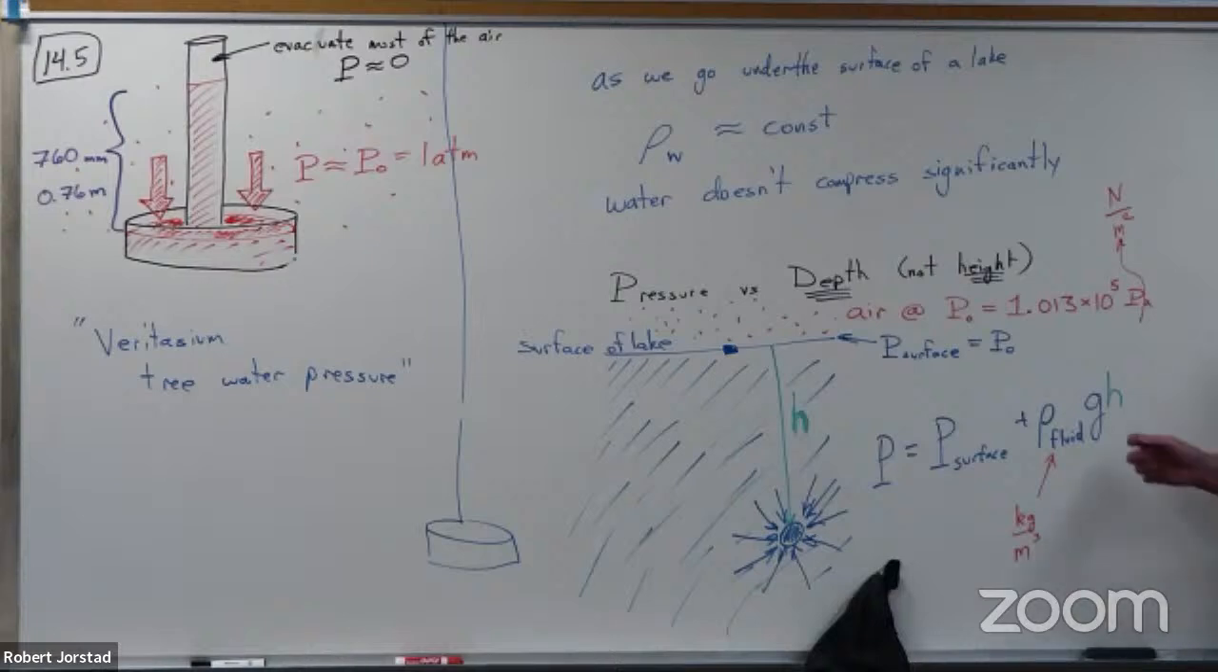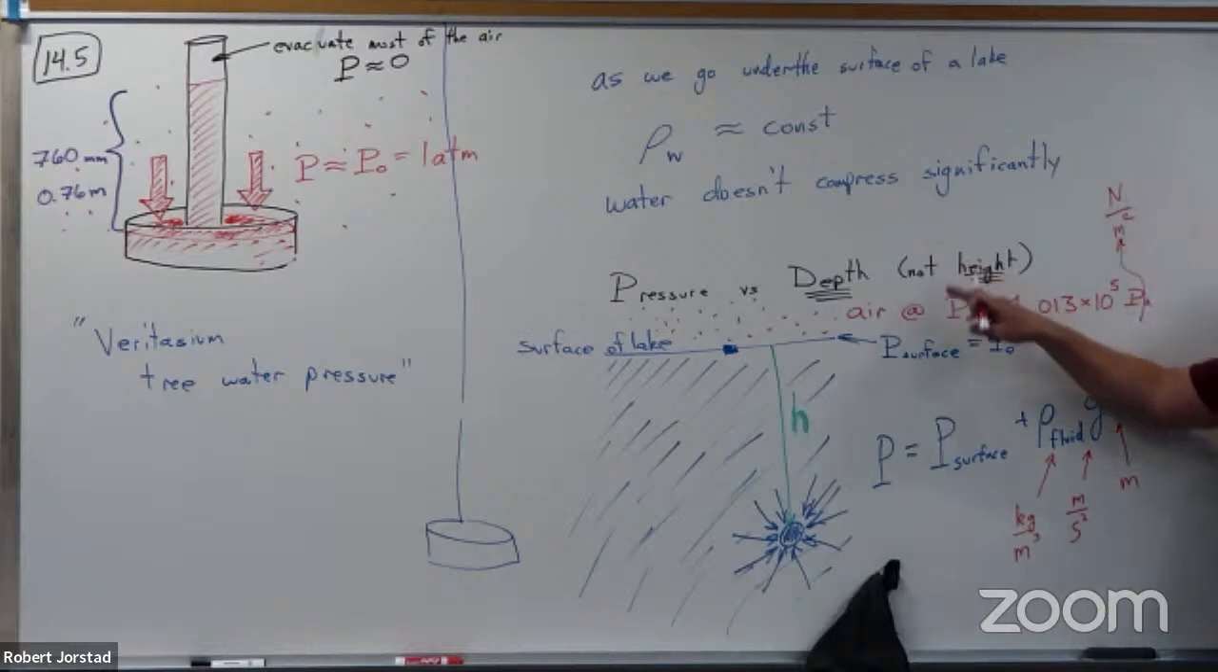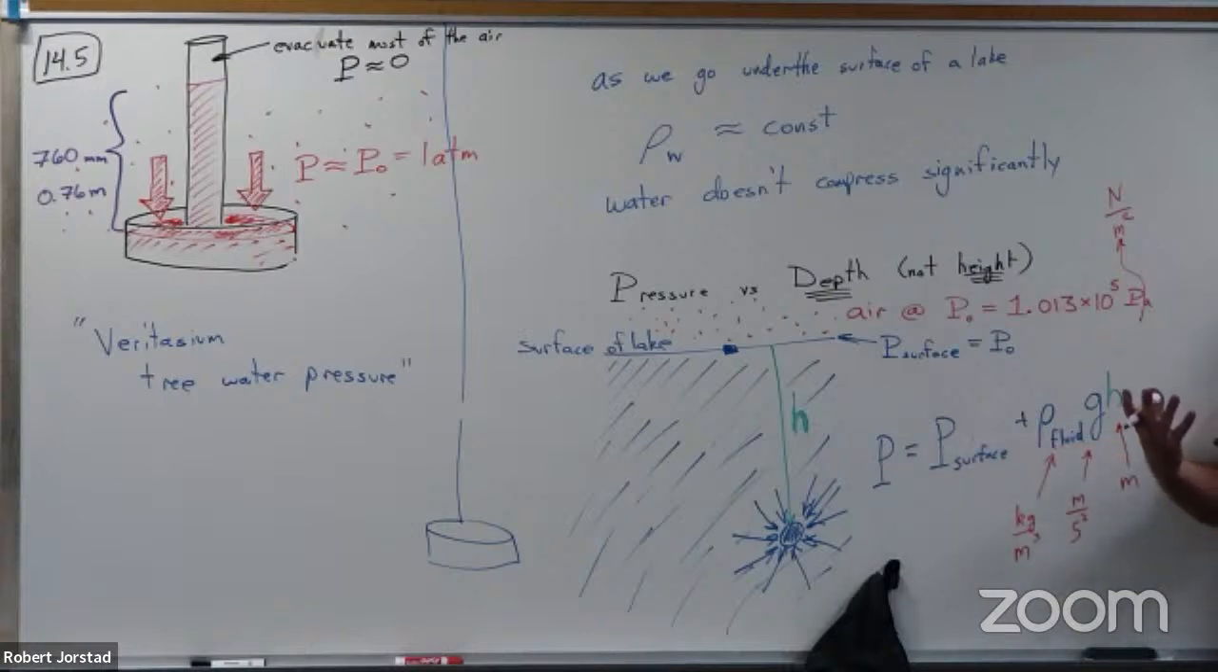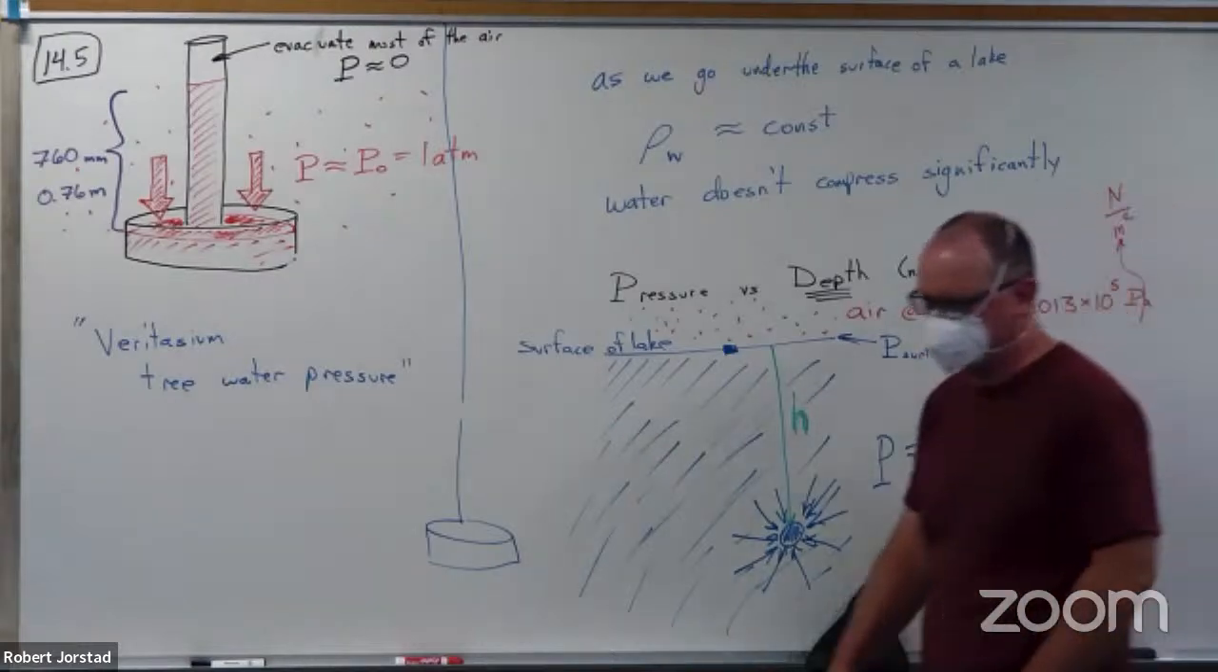What are the units on g? Meters per second squared. What are the units on h? Meters. So do you agree that newtons per meter squared is going to be a lot better than ATMs for this equation? Again, it's just convenient, that's all. Good? All right, so maybe we should do a problem on this one, right?